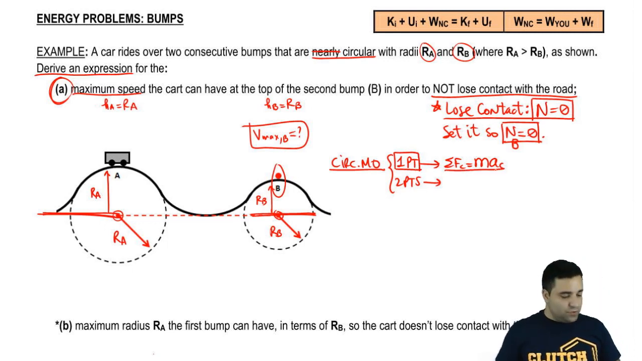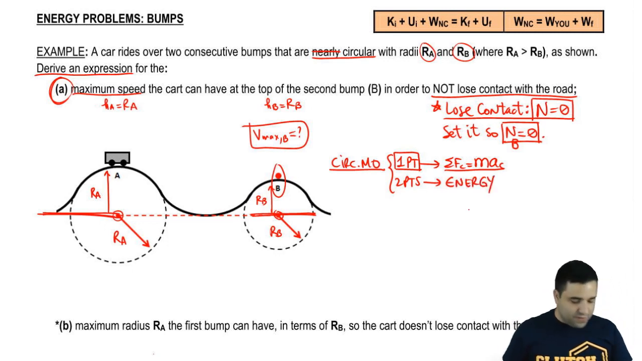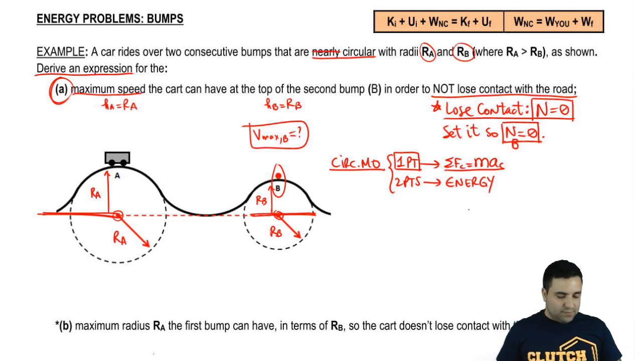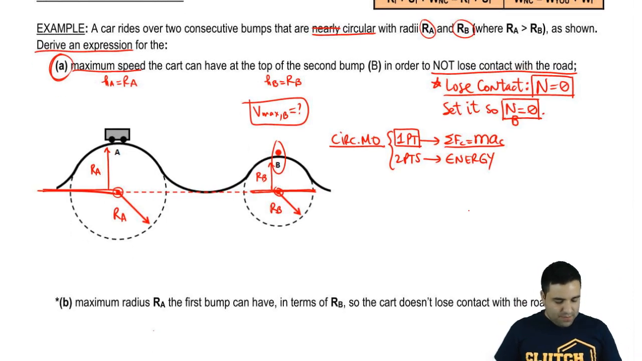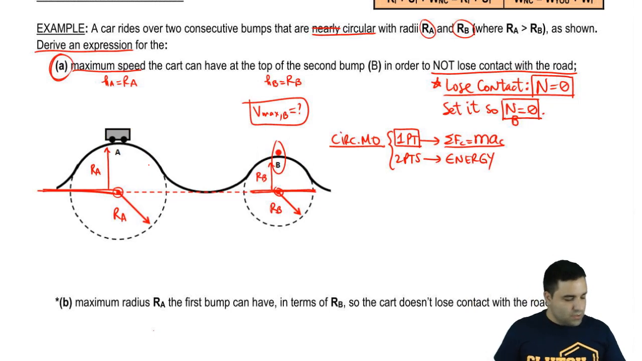If I was referring to 2 points, we would use energy to solve this. What would that look like? Well, something like part B. Part B says find the maximum radius here so that you don't lose contact here. It's talking about 2 points, so we're going to use energy. Okay, so 1 point is F equals ma, 2 points is energy.